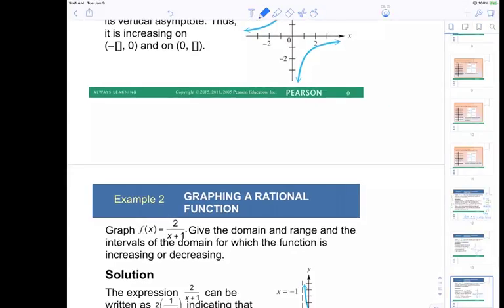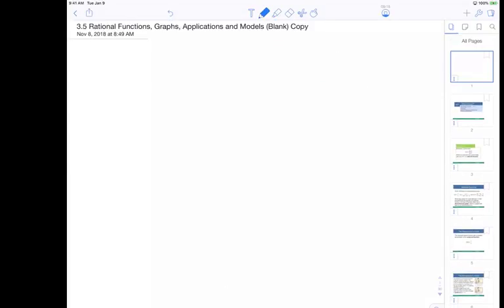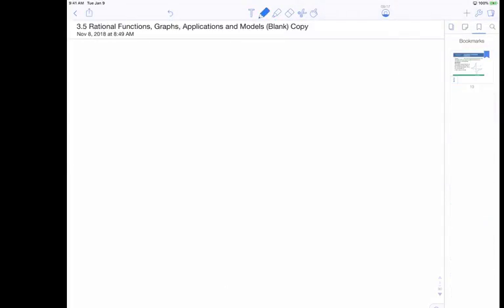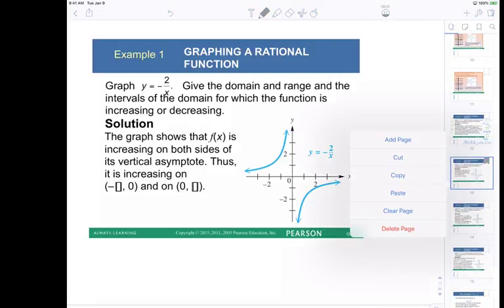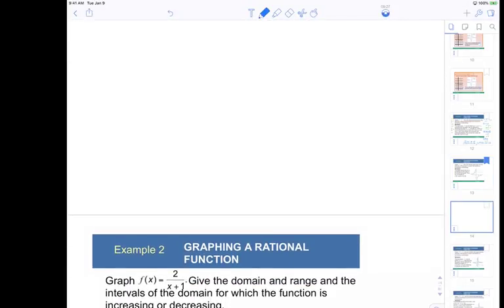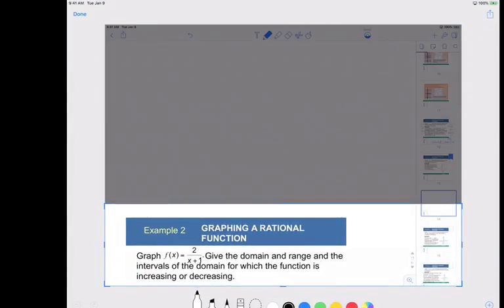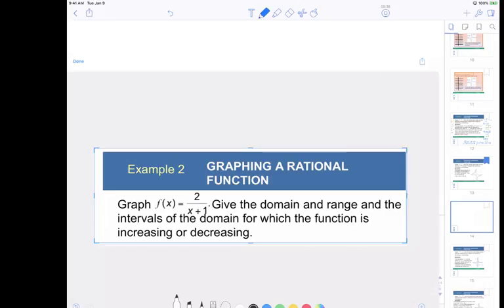So we're going to bookmark this for right now. Let's go back to the bookmark, and we're going to copy. That's the last one. So we're going to paste. And this is the new one. Graph this, domain and range, increasing, decreasing, and all that. So let's get a copy, and we're going to drop this right here.